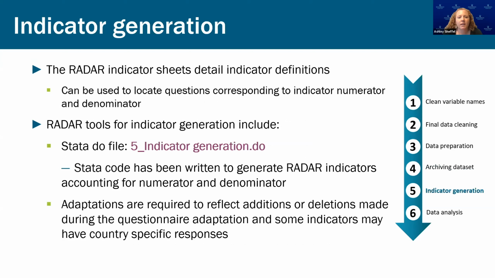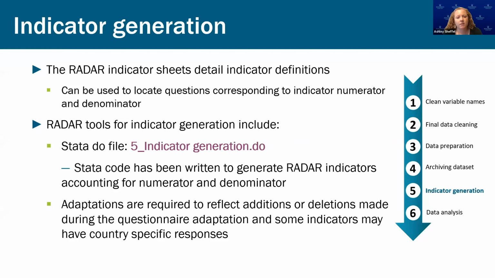And then we're going to move on to indicator generation. For indicator generation, we actually have a radar indicator sheets document, which provides detailed indicator definitions for the core radar indicators. This provides indicator definitions corresponding to the numerator, the denominator, and also the specific questions from your questionnaire that correspond to both numerators and denominators for the core indicators. And there are around 60-ish or so indicators detailed in the indicators document. The indicators document is currently available on the web.